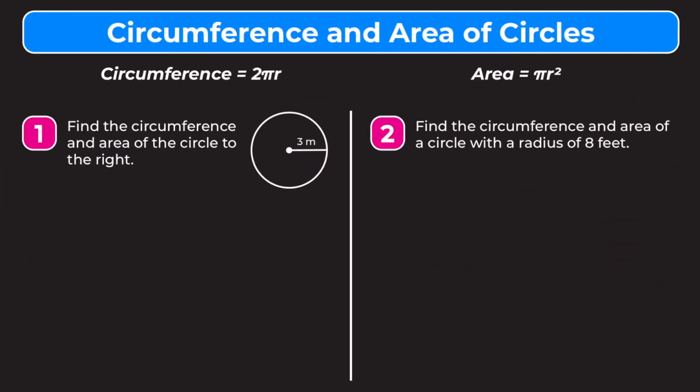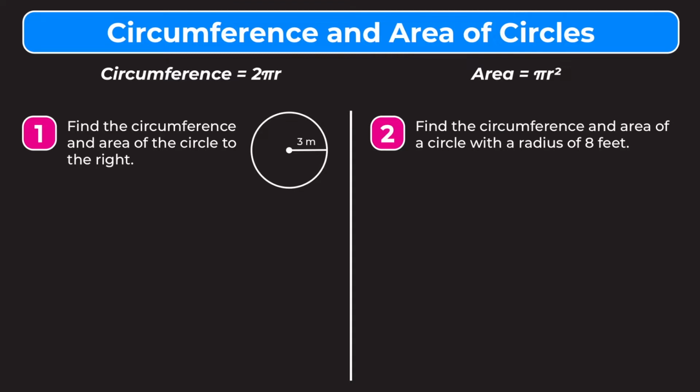So in this video, we're learning how to find the circumference and area of circles. And if we look at the top of our screen, we have two formulas. The first one is that circumference is equal to 2 pi r, which is just 2 times pi times r. And the second one is that the area is equal to pi r squared, so pi times r squared.